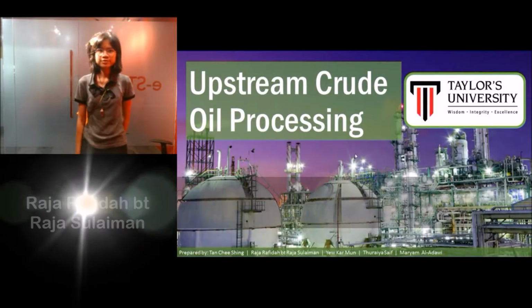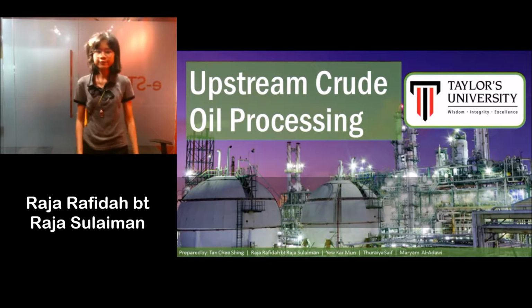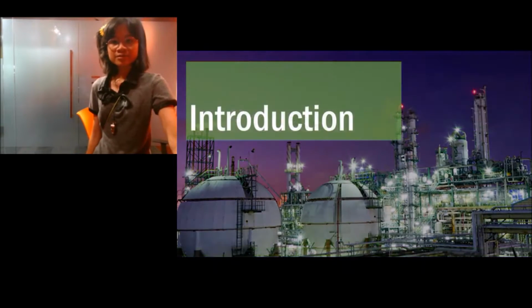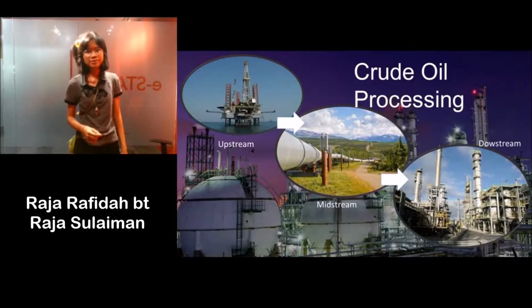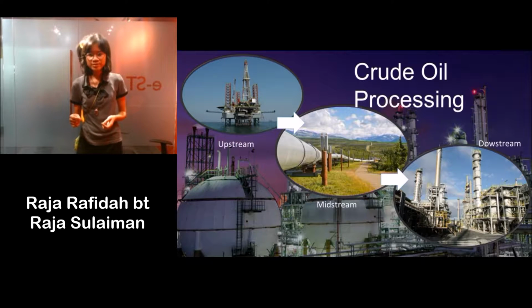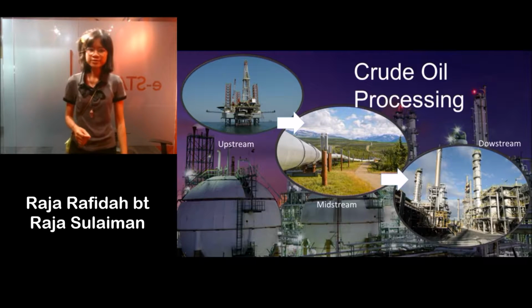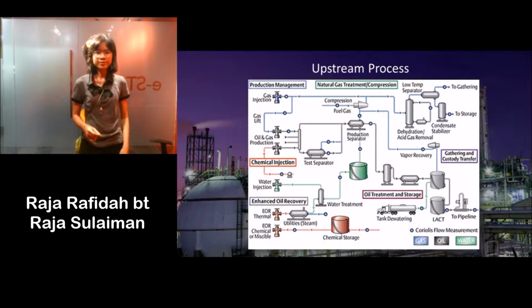Video, we are going to talk about the upstream crude oil processing and the control systems involved in it. First, I'll go to the introduction. In this introduction, I will explain a little bit about the overall crude oil processing. It is divided into three stages, which is the upstream, midstream, and downstream. But here we mainly focus on the upstream system, where you can see here in this process flow diagram.